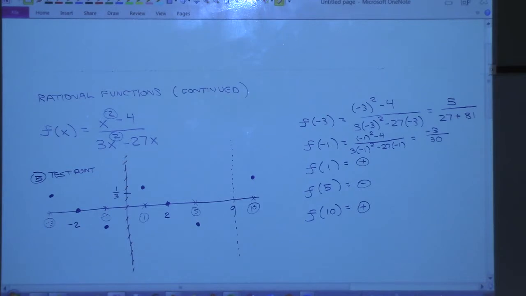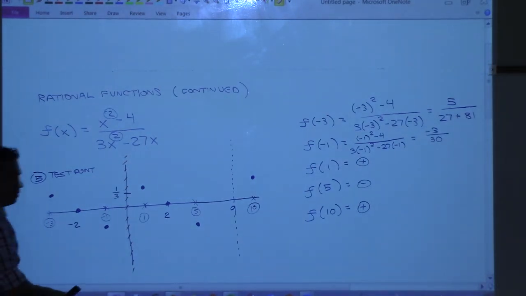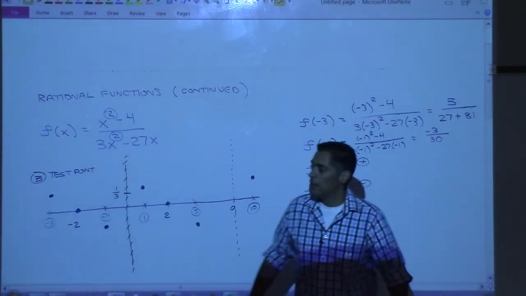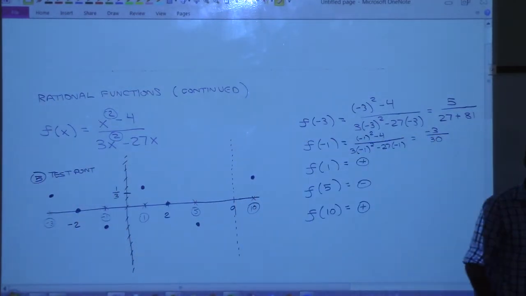Does anyone recall from last class what I said about the horizontal asymptote? Never all the way across. I told you that explicitly. I mentioned that to you. Never draw your horizontal dotted line all the way across your graph. Only draw it at the ends.